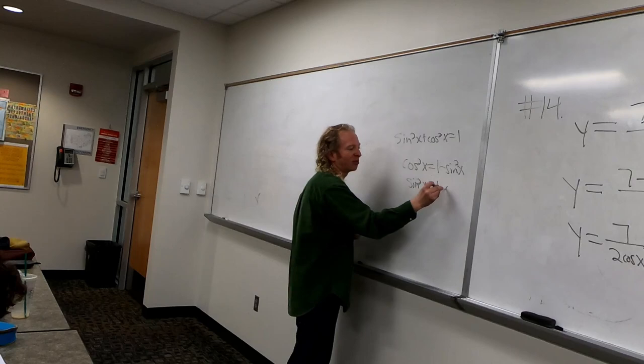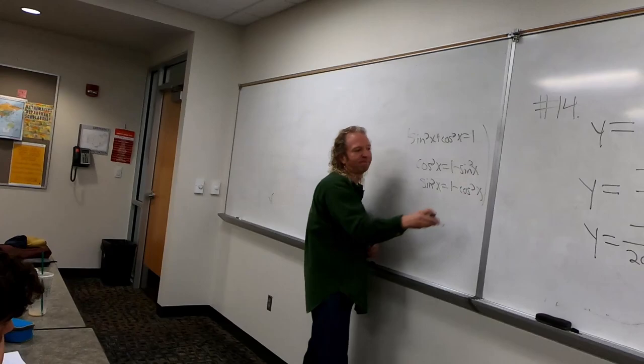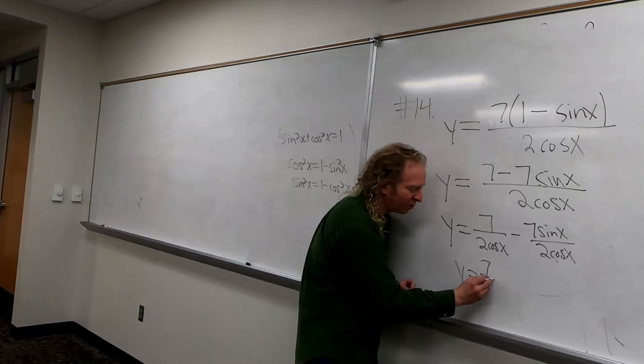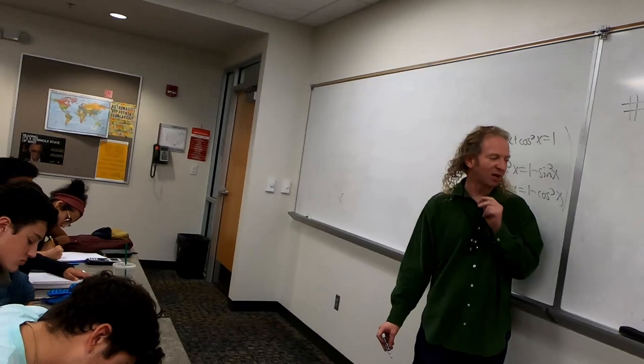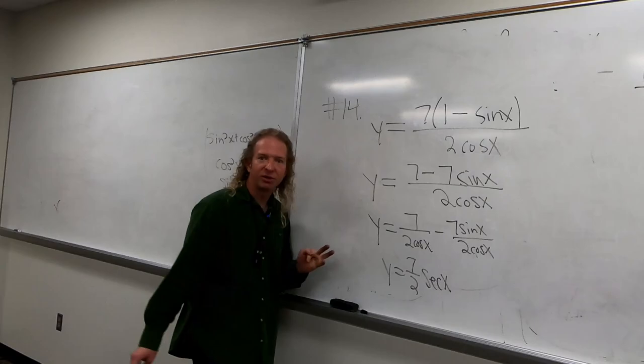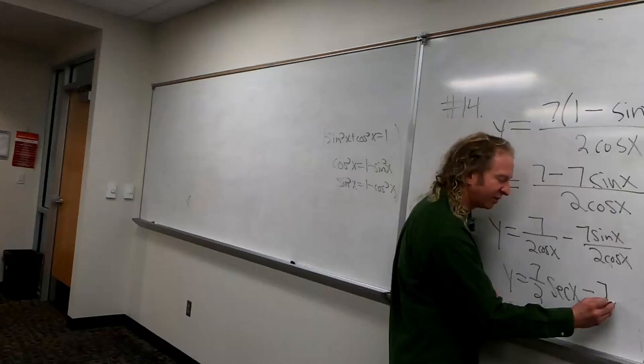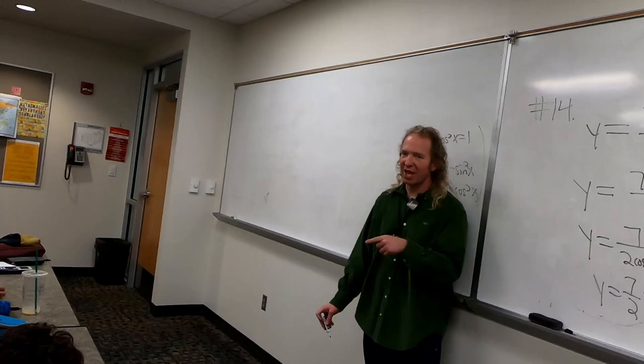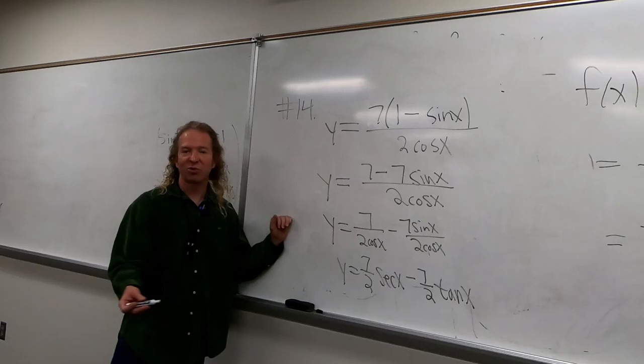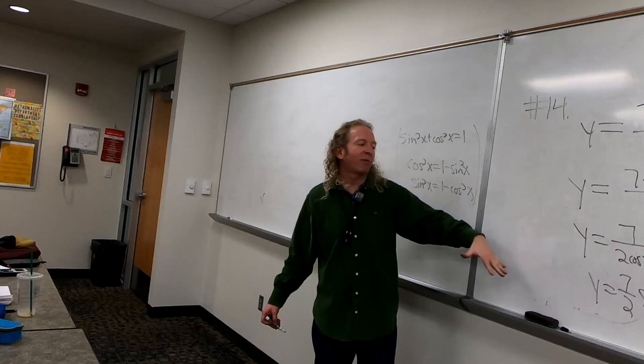This is 7 halves, and then what's 1 over cosine? What function is that? Do you all know? Secant, yeah. So this is secant. It's still y, by the way. We haven't differentiated yet. And then minus 7 halves, and then sine over cosine is tangent. So now we're finally at a place where we can take the derivative. All of this is just rewriting of the original problem just to get to a place where we can differentiate.